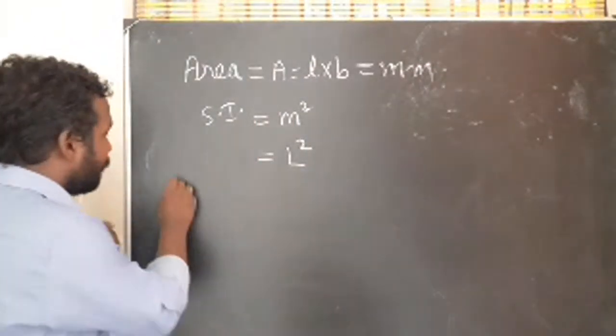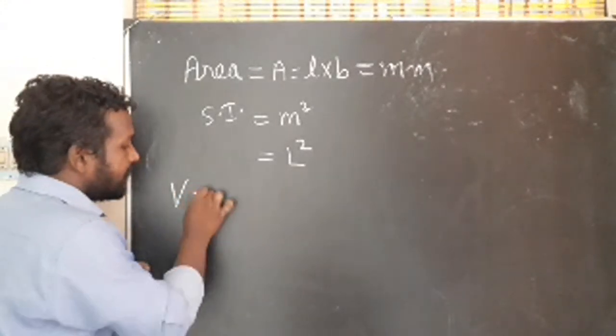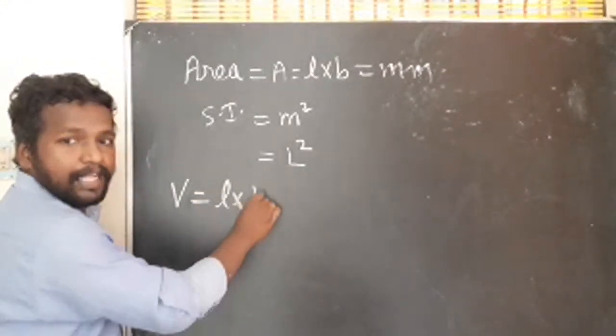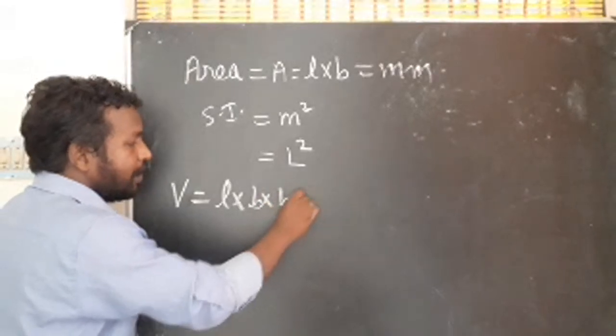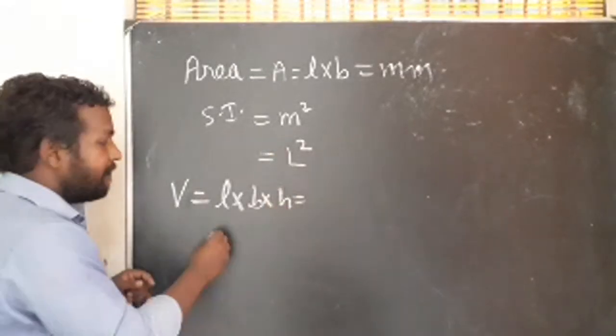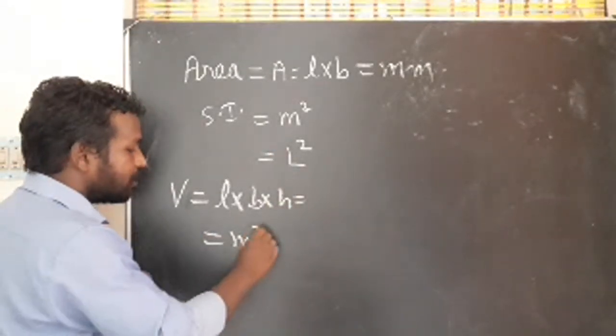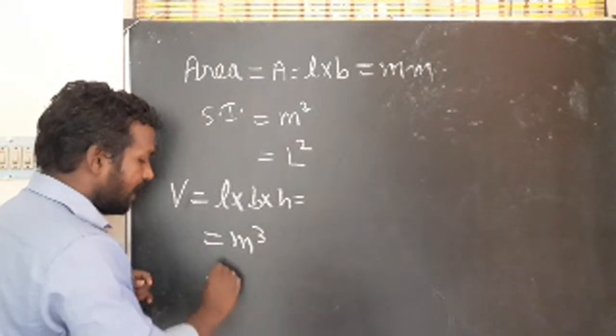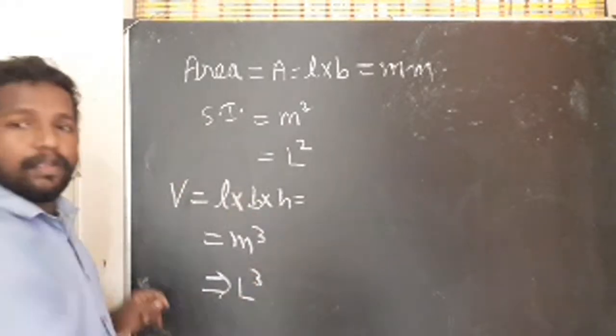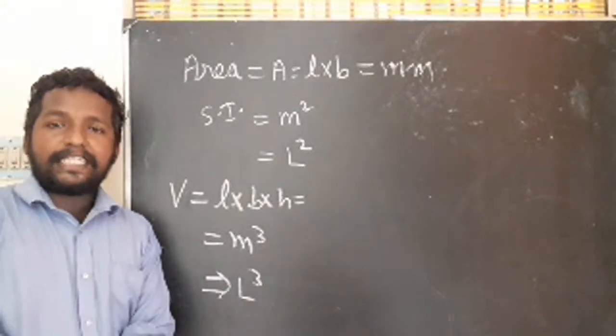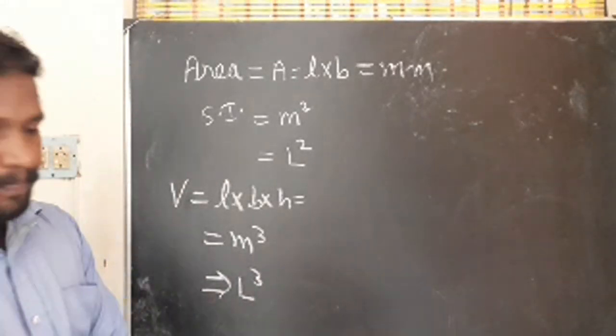Next we are going to do the volume. Volume is equal to length into breadth into height. It's meter into meter into meter, so we have meter cube. So the dimensional formula will have L cube. Now we found the dimensional formula of volume.